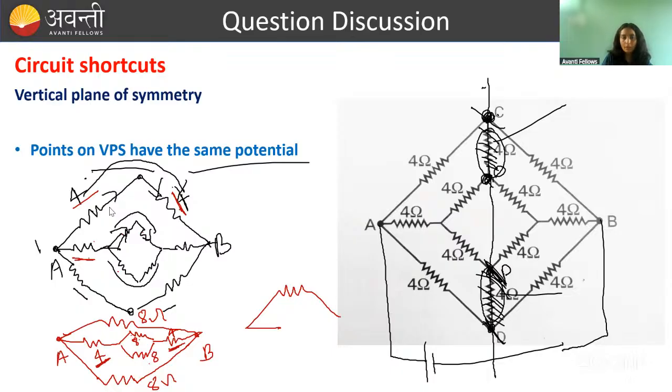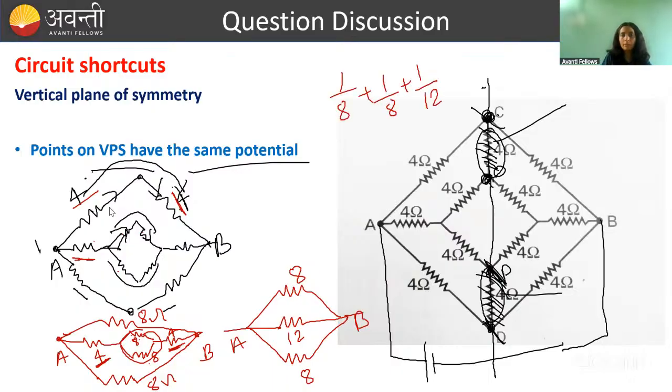So total 12 ohm, because this 4, and this 4, these three are in series, right? So this will become 12, this will become 8, and again this will become 8. Okay? So these three are in parallel. Now you just need to solve it. So 1 by 8 plus 1 by 8 plus 1 by 12, this will become how much?